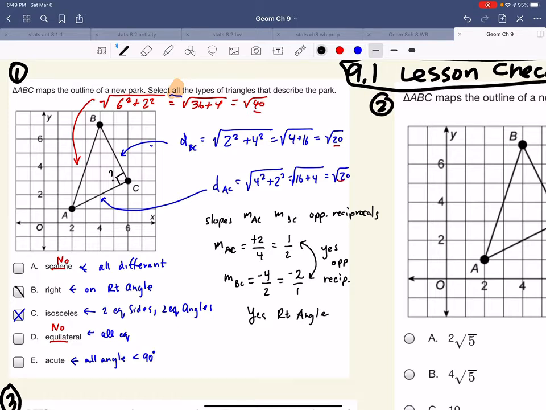Which means, yes, it is right, but then that means, no, it's not acute because not all of the angles are less than 90. And one of them is a right angle. So it's a right triangle, not an acute triangle.